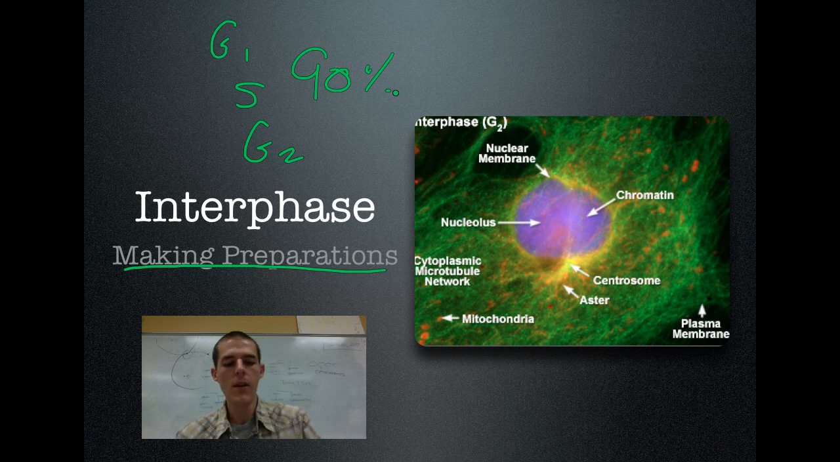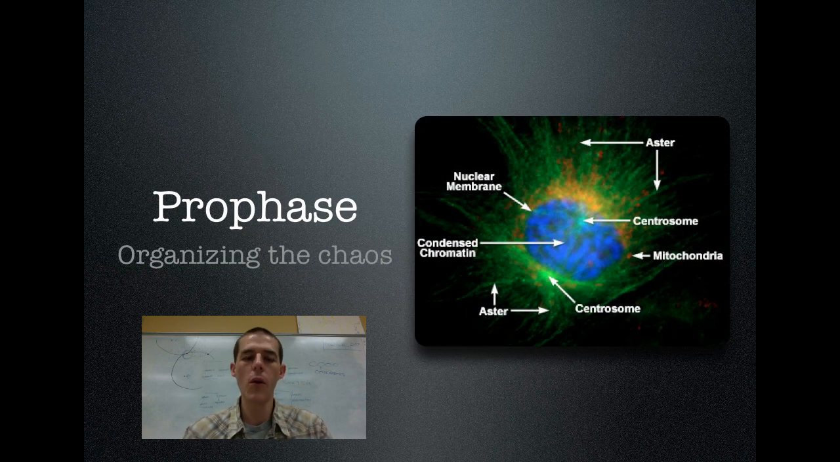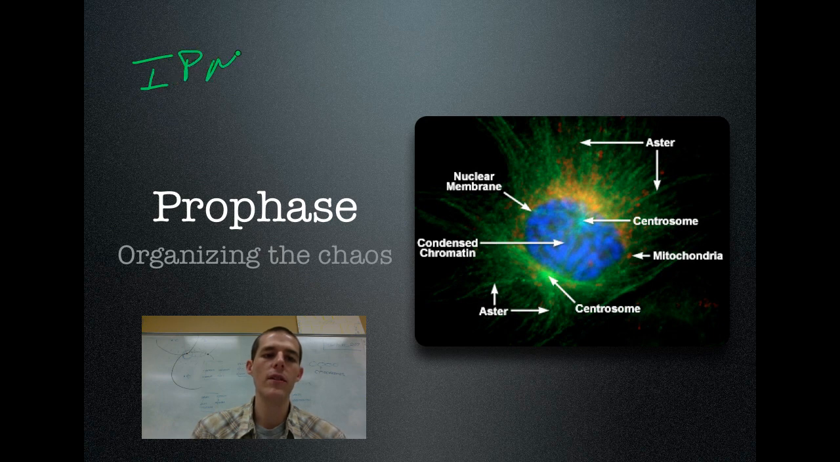Let's go ahead and talk about those individual steps of cell division, starting with prophase. Now, there's an acronym that I use to remember all of these stages. It is IPMAT with a C on the end. The I stands for interphase. We just talked about interphase. We are now on P, which is prophase. I think of prophase as organizing the chaos.